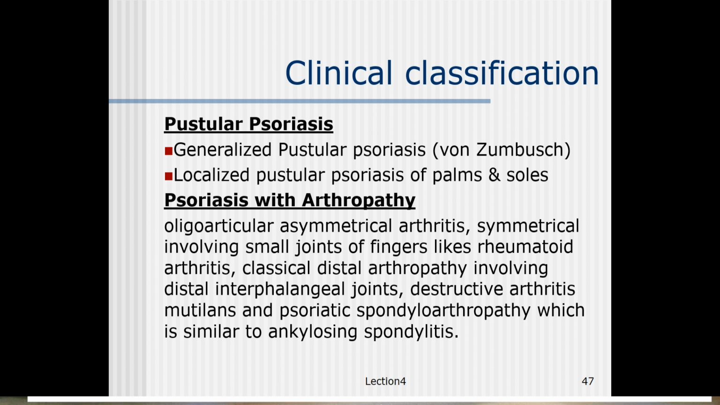Psoriasis with arthropathy. Oligoarticular asymmetrical arthritis. Symmetrical involvement of small joints of the fingers, like rheumatoid arthritis. Classical distal arthropathy involving distal interphalangeal joints, destructive arthritis mutilans, and psoriatic spondyloarthropathy, which is similar to ankylosing spondylitis.